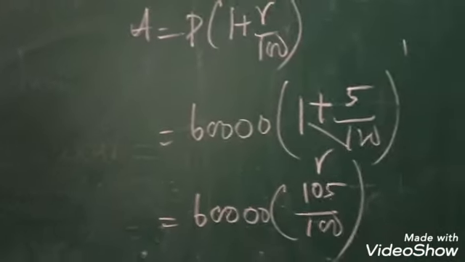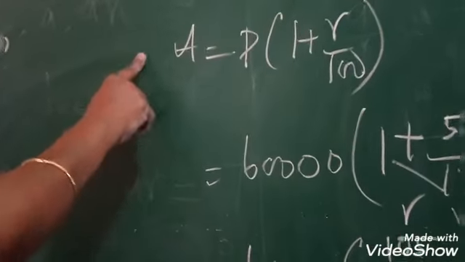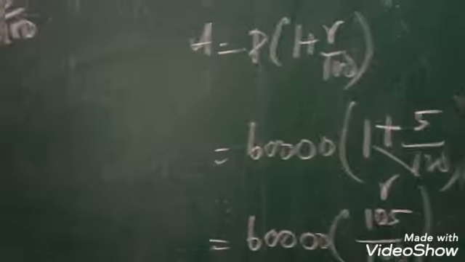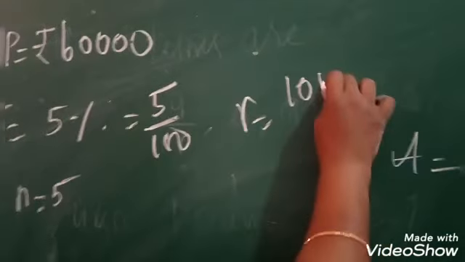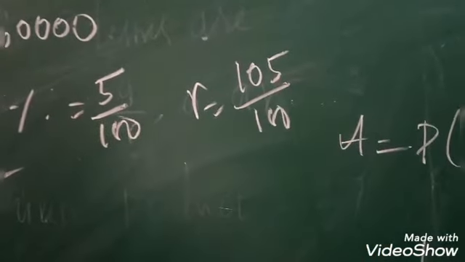So you have to substitute directly. Here we know the information. The 5% I have to consider as 5 by 100. So this is the common ratio. How do you write the common ratio? 105 divided by 100.